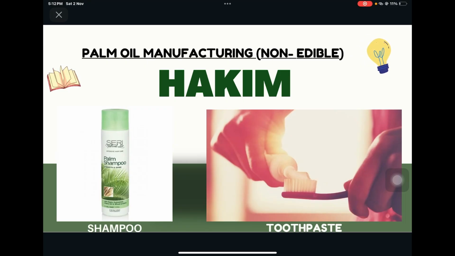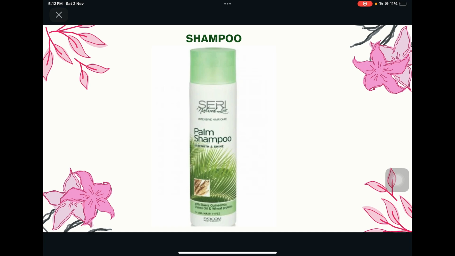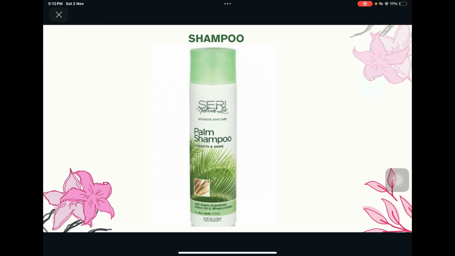This is my part. Now, let me share with you guys what palm oil manufacturing is, which is non-edible. The first thing that you guys need to know is that non-edible is the things that we cannot eat. Example like shampoo and toothpaste. Next. Okay, this is an example of shampoo products that you guys also can find on the website.